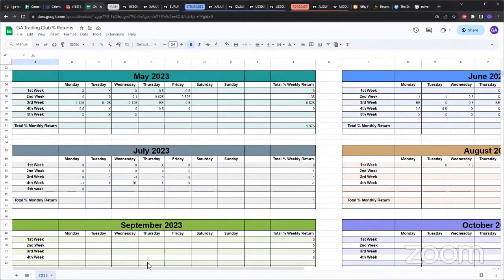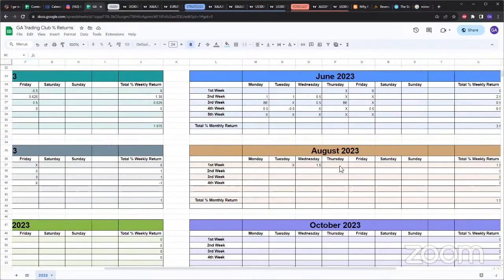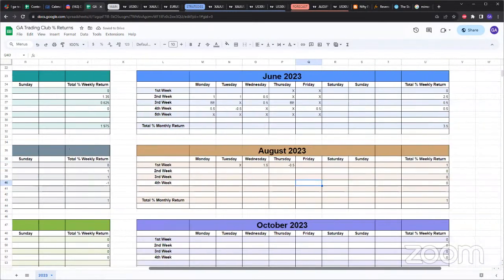All right, let me update this real quick. So we took that 0.5% scalp loss. So yesterday we were up 1.5%. So today lost half a percentage, nothing major. Okay, so the parabolic strategy is this one right here.